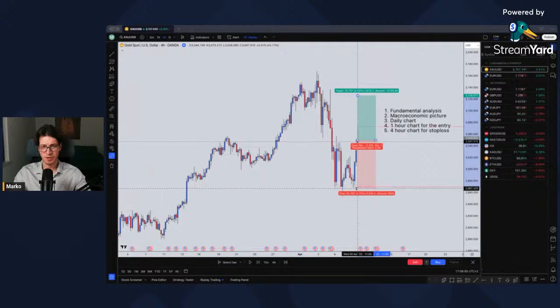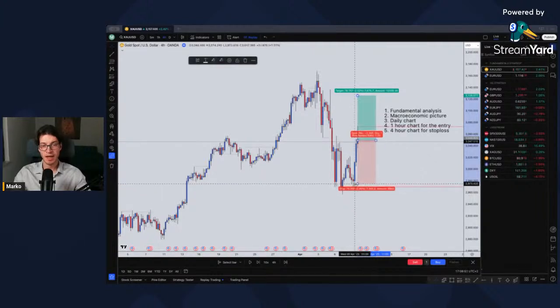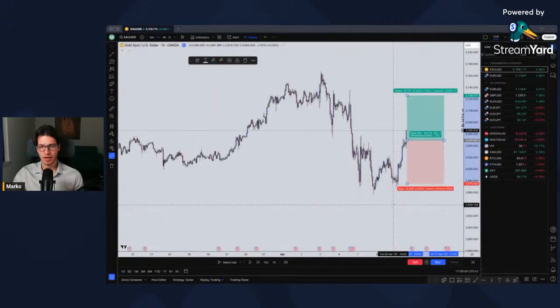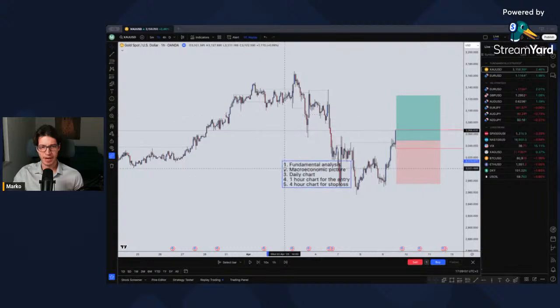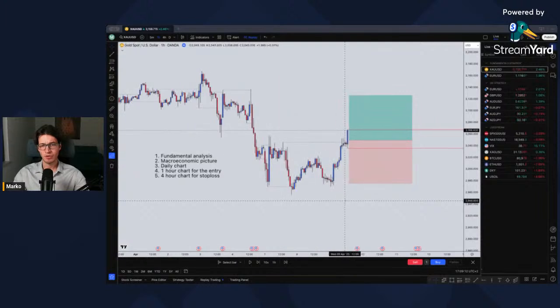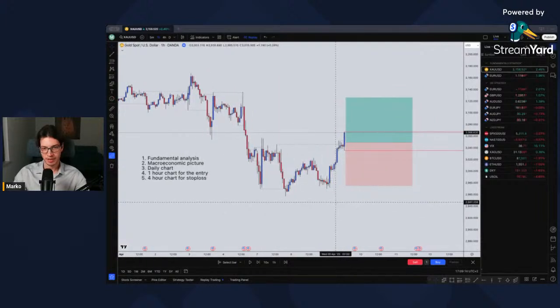Initially, I believe it was somewhere here along these lows, but later on I made the stop loss a bit smaller. So I actually trailed it a little bit. And that was the basic play on our 1 hour chart. So if we put this back, these are the steps that I went through to build this trade.